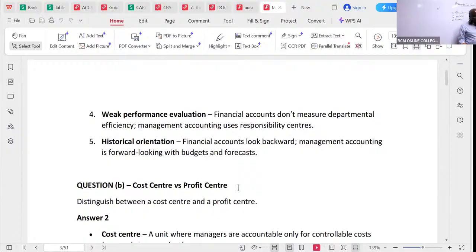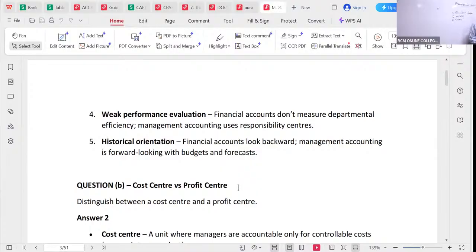Weak performance evaluation. Financial accounts doesn't even measure departmental efficiency. Management accounting uses what we shall be calling responsibility centers. Historical orientation: financial accounts looks backward. Management accounts is forward looking, with budgets and forecasts.